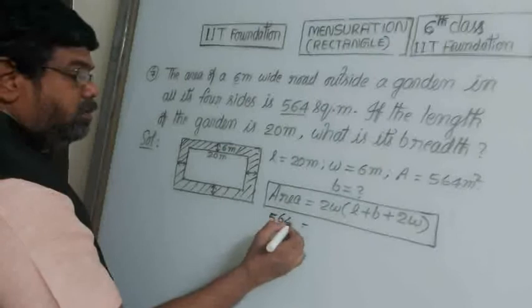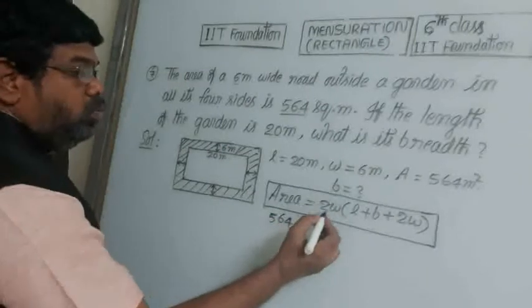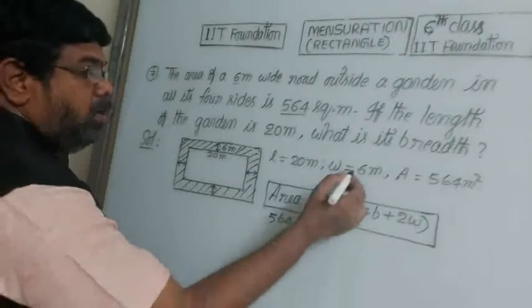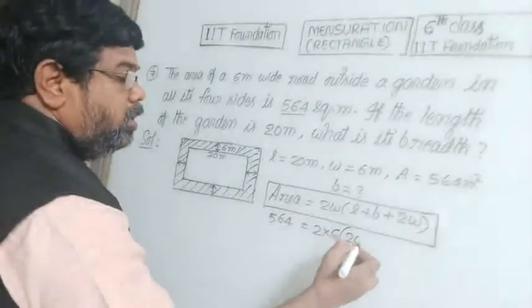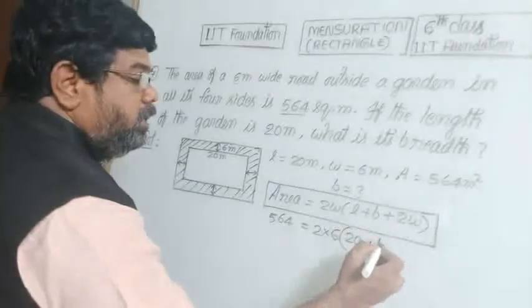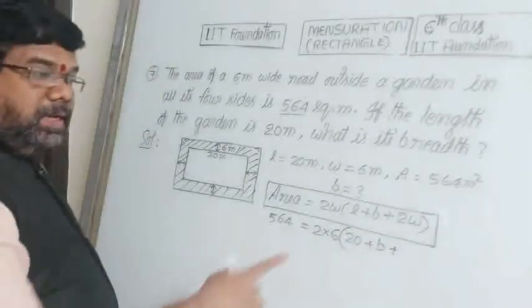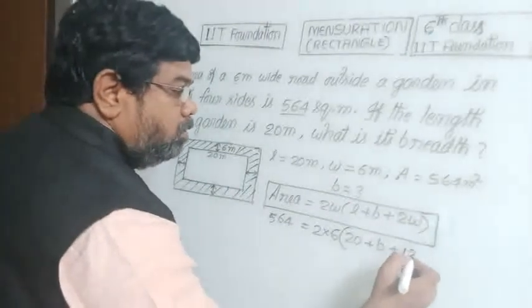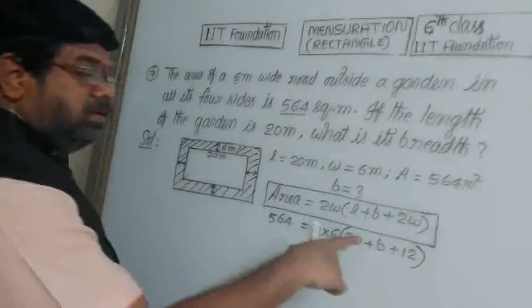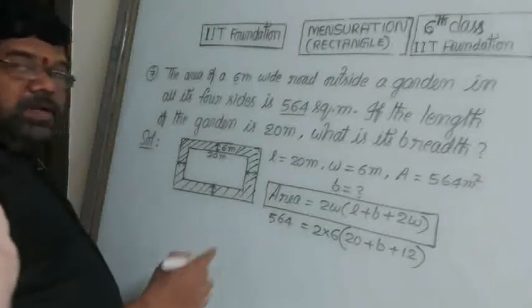Area is given 564, that equals 2 into, so W is also there, 6, L, how much? L is 20, plus breadth, that we have to calculate, plus 2W, 2 into 6 is 12. So simplify this and calculate the value of B, and you get the answer.